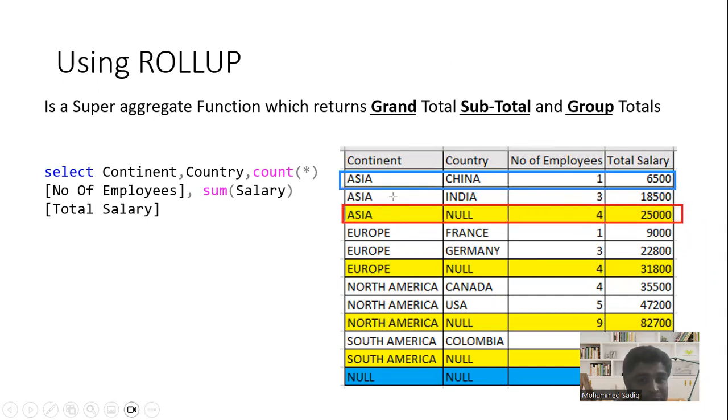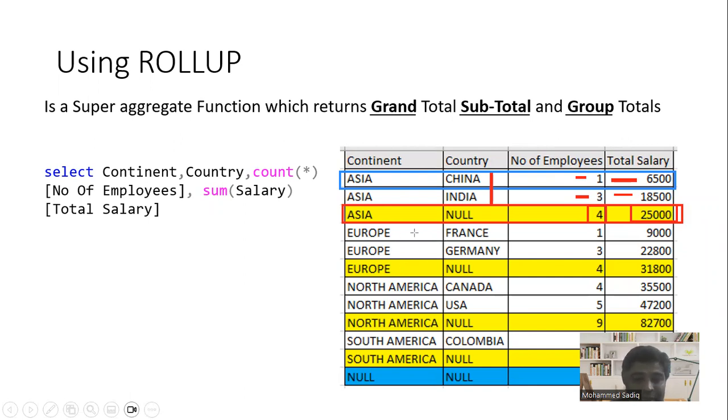In Asia we have two countries, China and India, for which I have employees. In China we have one employee, in India we have 3 employees. In total, from Asian countries we have 4 employees. In China one employee gets a salary of 6,500, and in India 3 employees get a total salary of 18,500. Total salary expenses for Asian countries is 25,000 that we are spending. Cool.